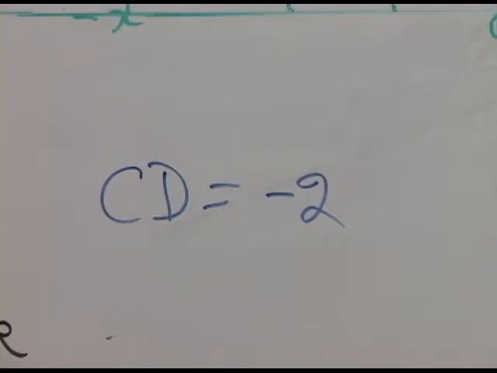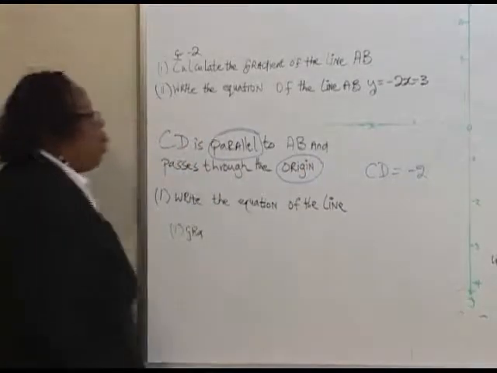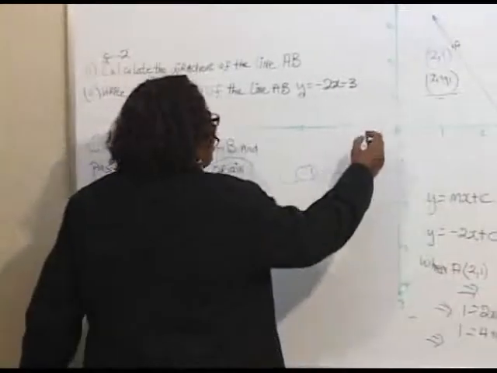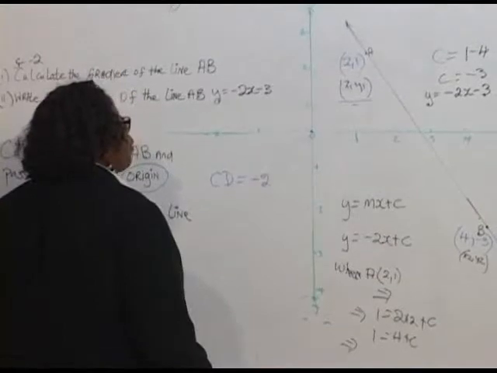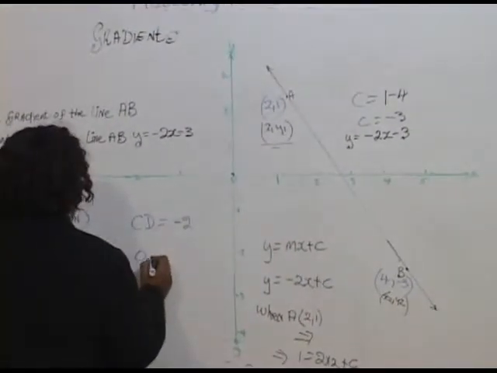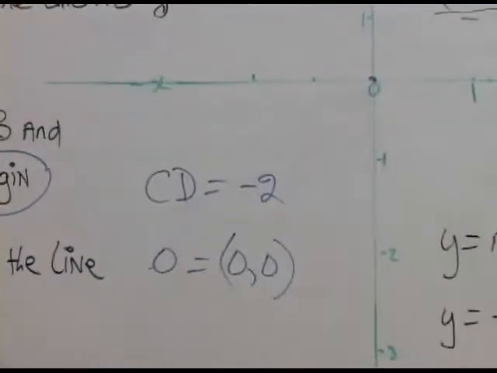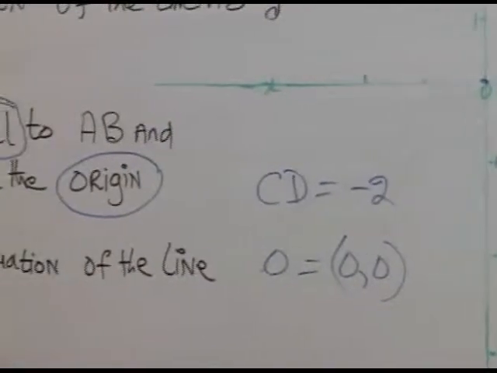And what else did they tell us? And passes through the origin. All right? Passes through the origin. So what do we know? We know a coordinate on that line, okay, because the origin is right here. And what do we know about the values of x and y? Right, so that at O it would be equal to 0, 0. So we have 2 sets of information in that particular statement.